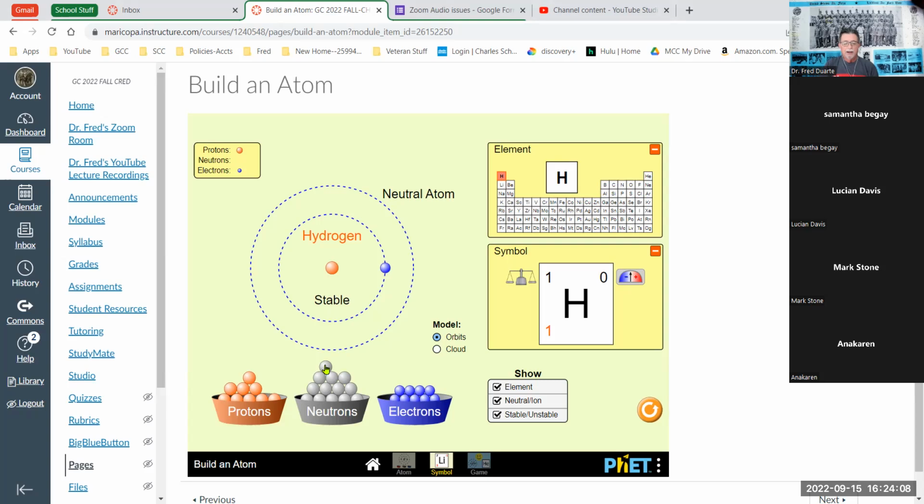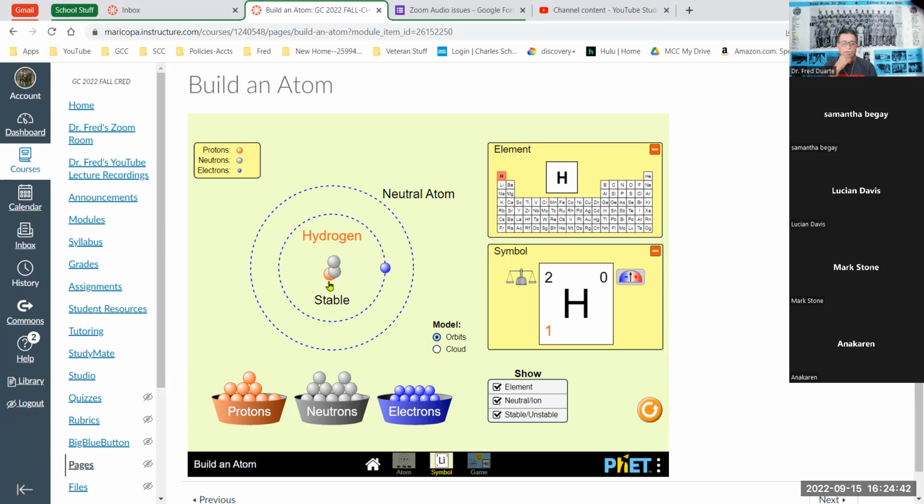Now, when I select a neutron, it goes to the center, and the number goes up to 2. That's the isotope. There's 3 isotopes. There's hydrogen 1, hydrogen 2, hydrogen 3. Hydrogen 1 has no neutrons. Hydrogen 2 has 1 neutron. And hydrogen 3, as you can see, has 3 neutrons, which is not very stable.